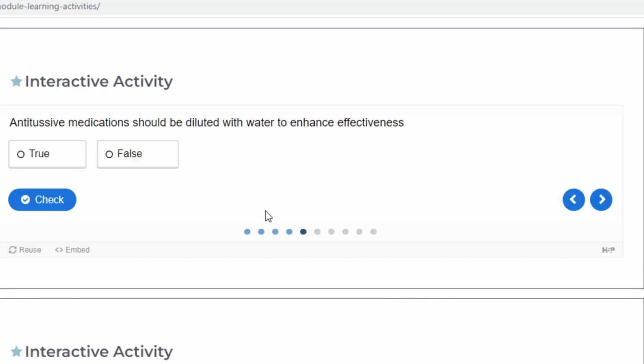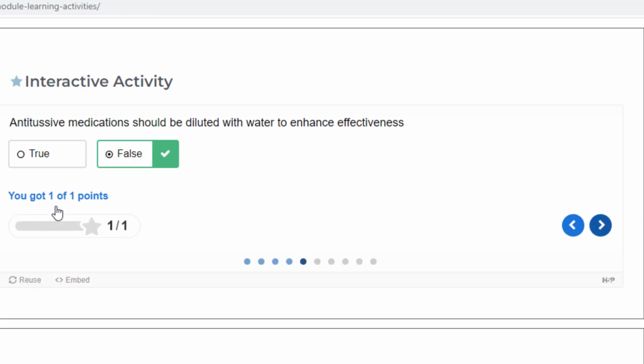Okay, we'll check our work. Yes, that's correct. Okay, antitussive medication should be diluted with water to enhance effectiveness. This is actually an interesting thing when we talk about expectorants. They've actually shown that guaifenesin and water are pretty similar in their effectiveness. But antitussive medications don't have to be diluted with water to enhance effectiveness. So this would be false. We'll check our work here. Good, 1 out of 1 points.